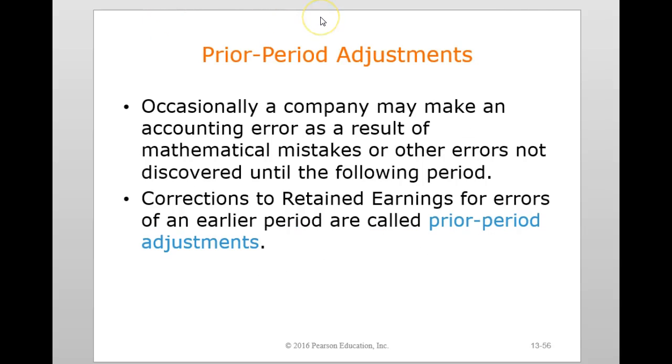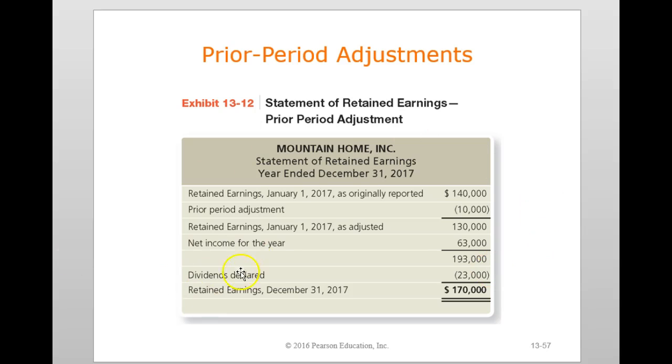You have prior period adjustments, which will show up occasionally. If there's been an accounting error that has to be corrected, it will go directly to retained earnings. And that will look like this on the statement of retained earnings. Here's your beginning. Here's the prior period adjustment. And there's your net income. And then there's the dividends declared. So that prior period adjustment comes right immediately after the beginning.